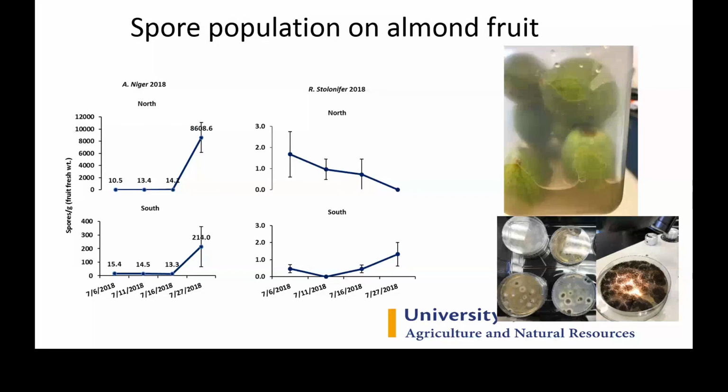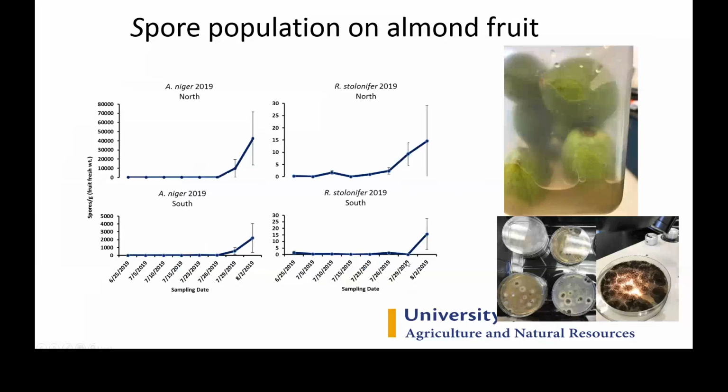Also, since we know that the soil is a source of inoculum for both Aspergillus niger and the Rhizopus, this is just to show you what we did. We were looking at the population of those 2 fungi on the fruit surface, and you can tell the population in 2018 started increasing significantly for Aspergillus after hull split, which corresponds exactly with the fruit starting to open after the B2 stage. The same thing happened with the Rhizopus, and here is also the data from 2019.